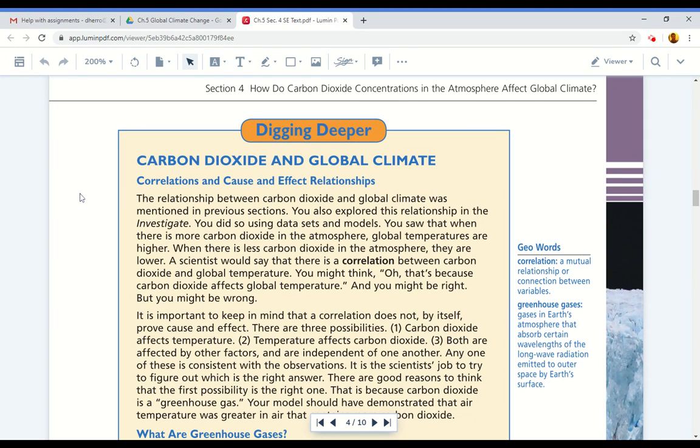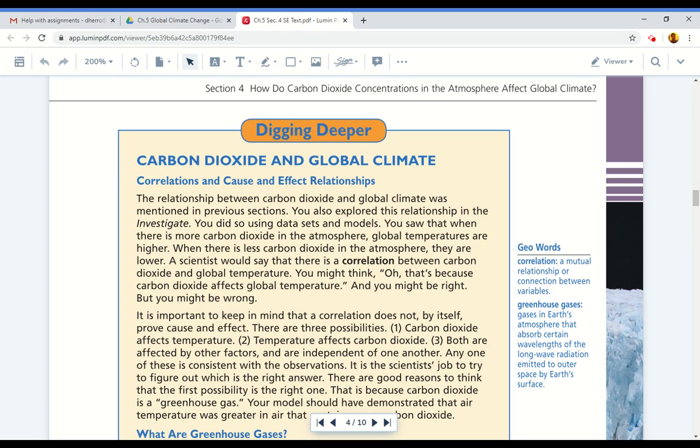The relationship between carbon dioxide and global climate was mentioned in previous sections. You also explored this relationship in the Investigate. You did so using data sets and models. You saw that when there is more carbon dioxide in the atmosphere, global temperatures are higher. When there is less carbon dioxide in the atmosphere, they are lower. A scientist would say that there is a correlation between carbon dioxide and global temperature.